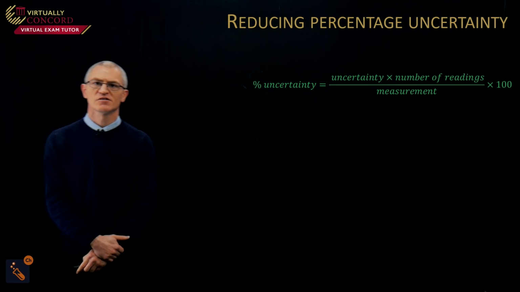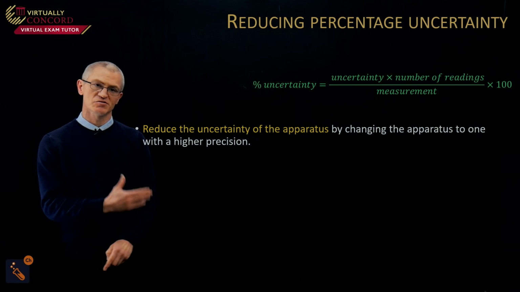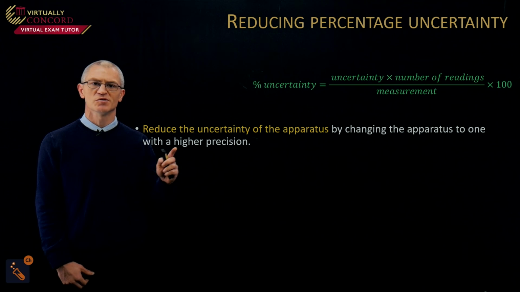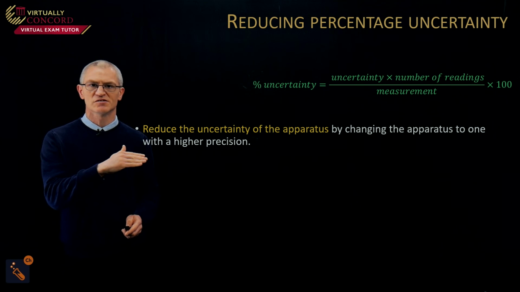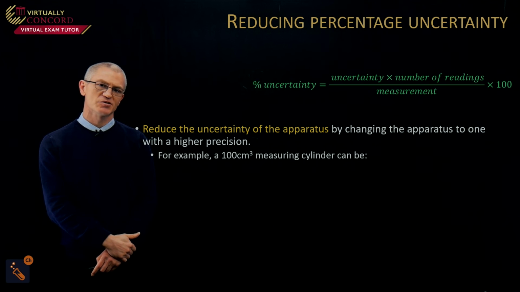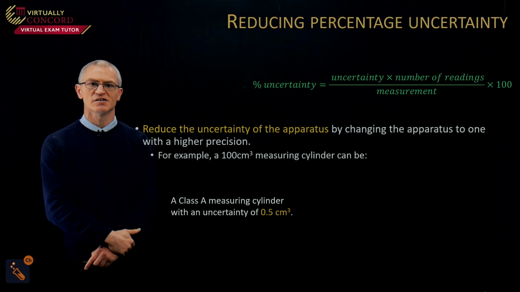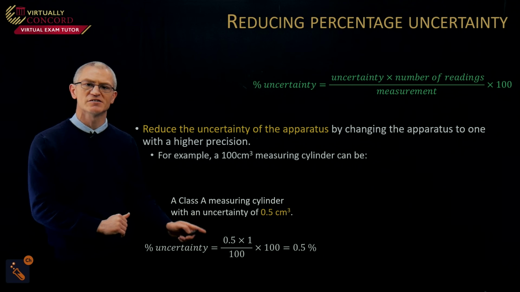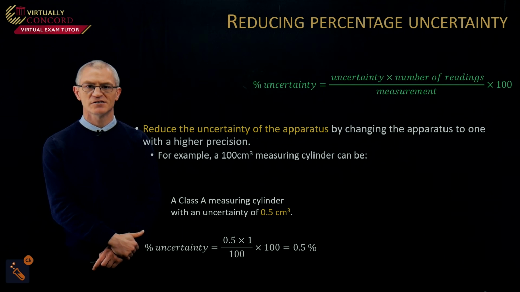So let's talk about the first way in which we can do that. We can reduce the uncertainty of the apparatus, so change the apparatus and make sure it has a higher precision. That means it has a smaller graduated scale, for example 0.1 centimetres cubed graduations instead of 1. An example of that is a 100 centimetre cubed measuring cylinder, which, if it's a class A measuring cylinder, has an uncertainty of 0.5. If you put that into the equation, you'll get 0.5% percentage uncertainty.